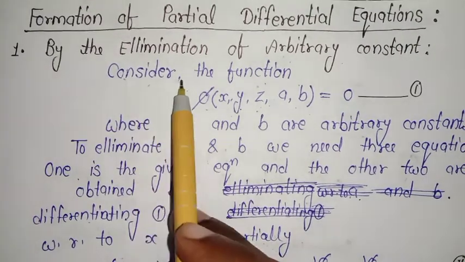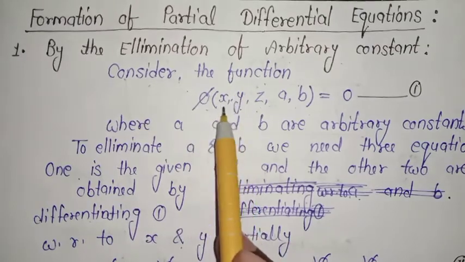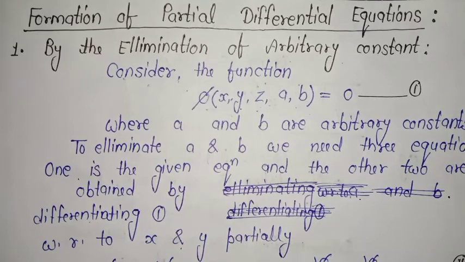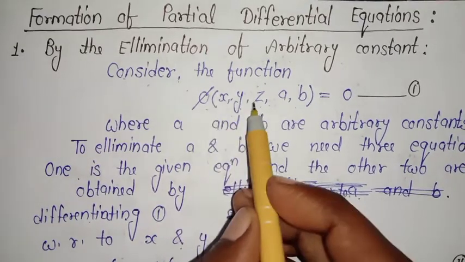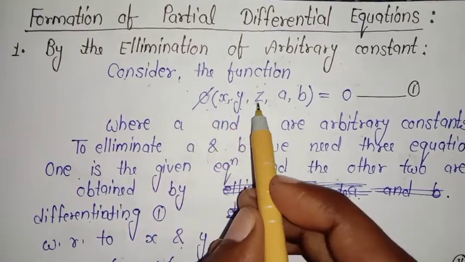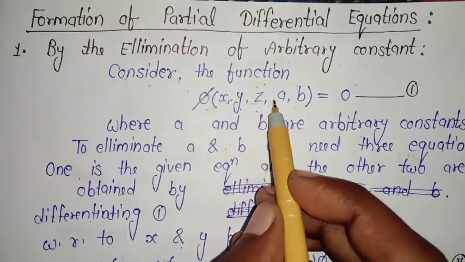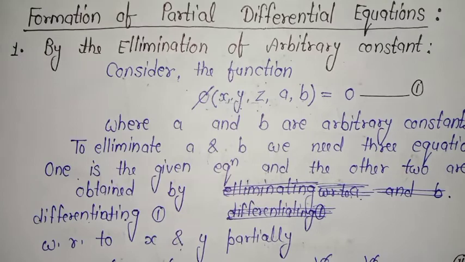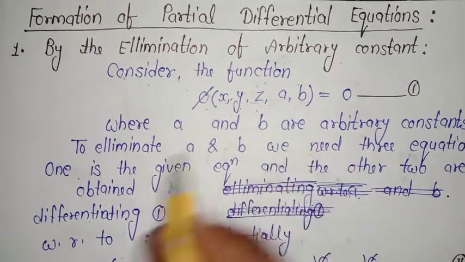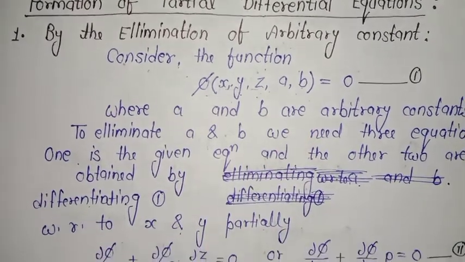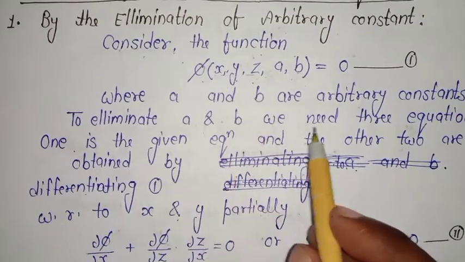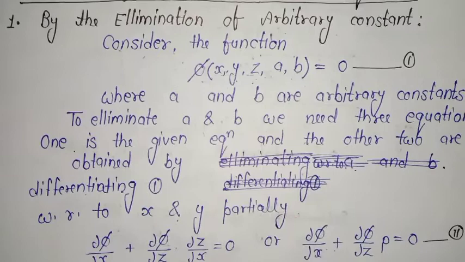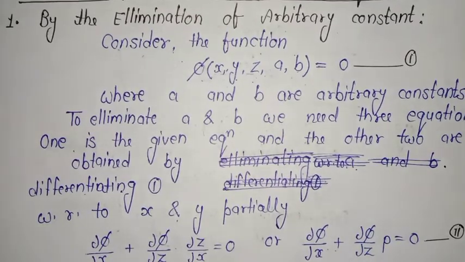Suppose we are given a function of this form, phi of x, y, z, a, b, where x and y are the independent variables, z is the dependent variable, and a and b are the arbitrary constants. In order to find the partial differential equation, we have to eliminate these constants. To eliminate a and b, we need three equations. Since there are two constants, we need three equations to eliminate them.